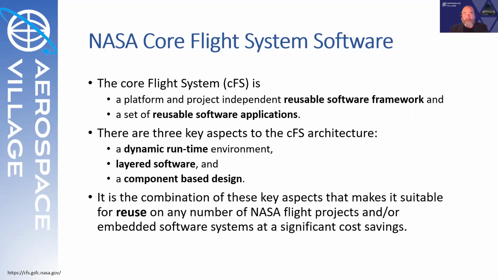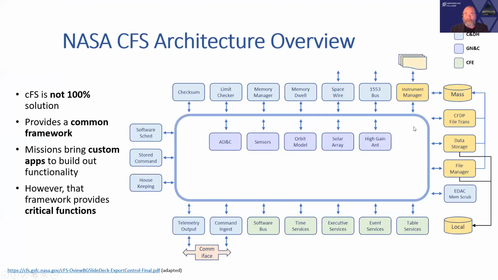The Core Flight System software, from NASA's own description, is a reusable software framework composed of a set of reusable software applications. They stress this reusability for good reason, having to do with time, schedule, and money. There are three key aspects related to the architecture. It has a dynamic runtime, a layered software design, and a component-based design. All of these are meant to decrease the time to develop and test flight software for individual NASA missions by emphasizing this reusability core. And here's an architectural view from NASA documentation.